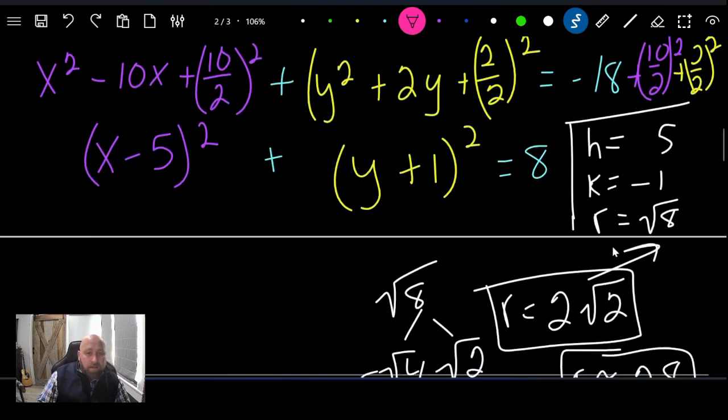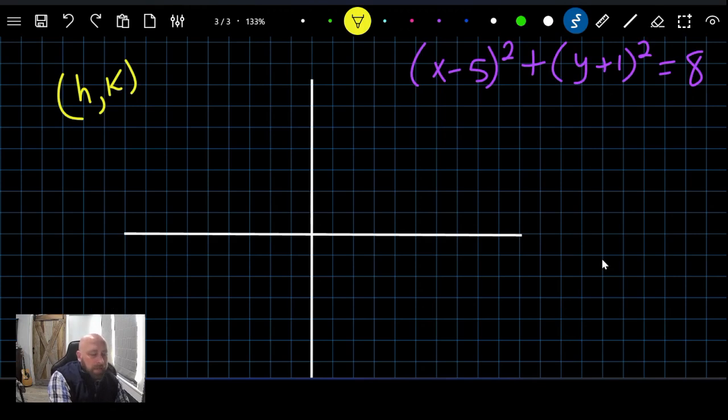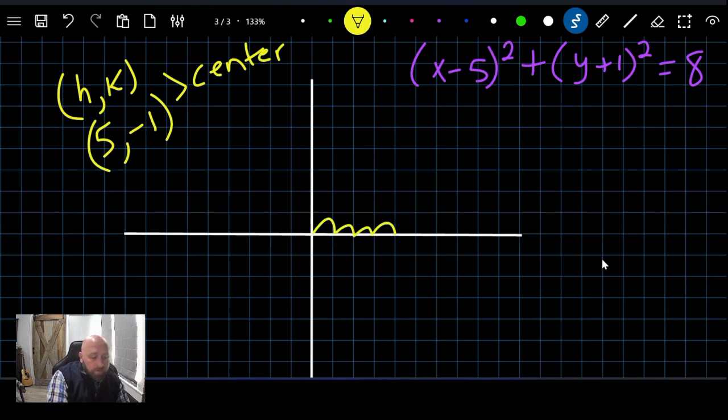Okay, so let's go ahead now and go down and graph this one. Our h and our k is going to be 5, -1. What is the h and the k? This is our center. That's our circle center. So how do we get it? We just graph it. 1, 2, 3, 4, 5, -1. Right there is where our circle center is going to be. The center of our circle.